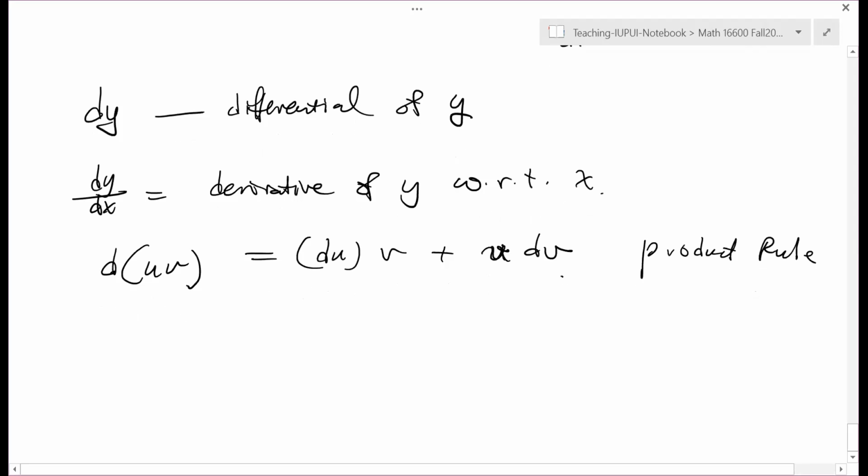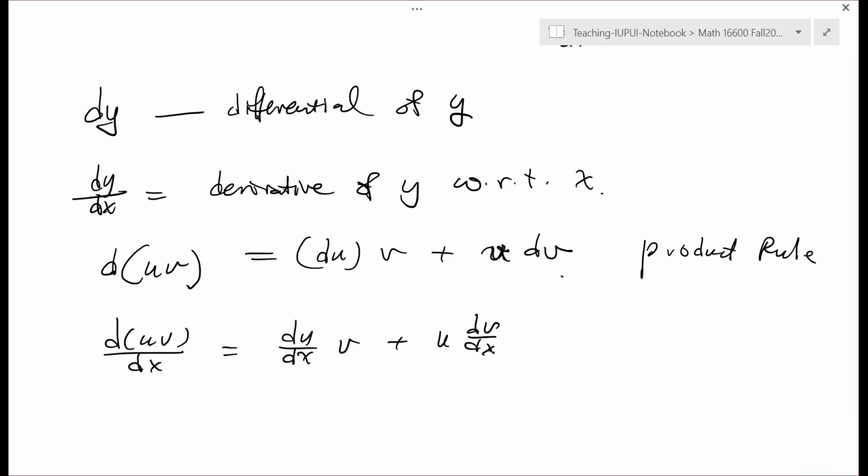It's easy to understand if both are functions of x. This is the product rule for the differential, and the product rule for the derivative would be like that. This is one we're familiar with, right? If you have two functions u and v of x, when you differentiate the product, you differentiate the first one times the second one, plus you differentiate the second one times the first one. That's called the product rule.